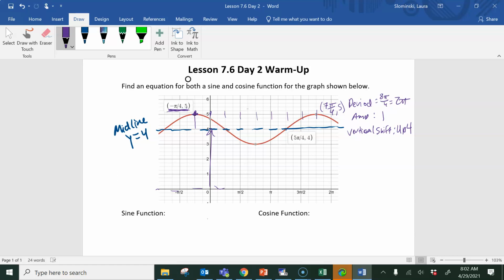So in your Pearson homework, you will have to fill in blanks. They'll ask you, what is the period, what is the amplitude, what is the vertical shift, and it will also ask the phase shift, but we'll answer those underneath sine and cosine.